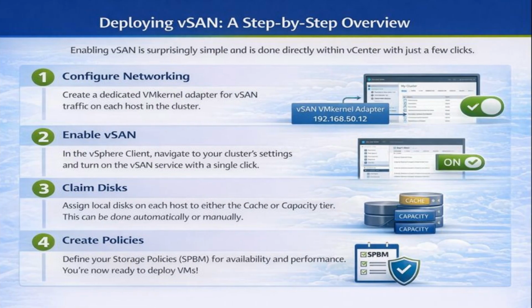Deploying vSAN. Configure networking: create a dedicated VMkernel adapter for vSAN traffic on each host. Enable vSAN: turn on the vSAN service from cluster settings in vCenter. Claim disks: assign local disks to cache and capacity tiers, automatic or manual. Create policies: define storage policies, SPBM, for performance and availability. In short, vSAN can be deployed quickly through vCenter by setting up networking, enabling the service, assigning disks, and applying storage policies.